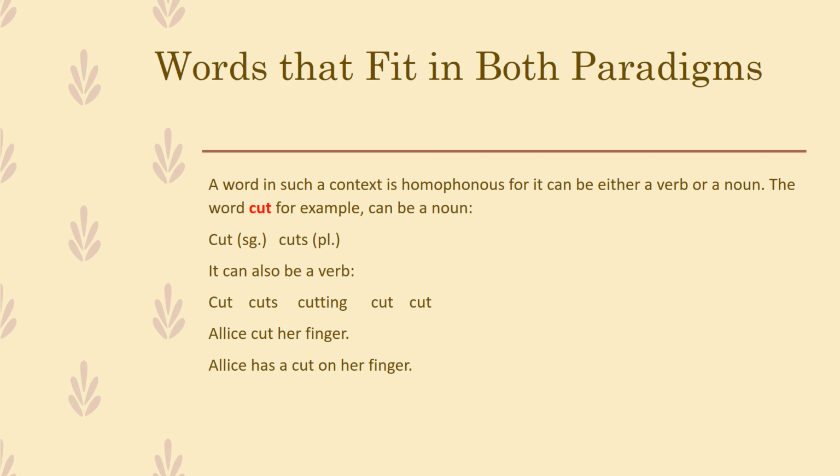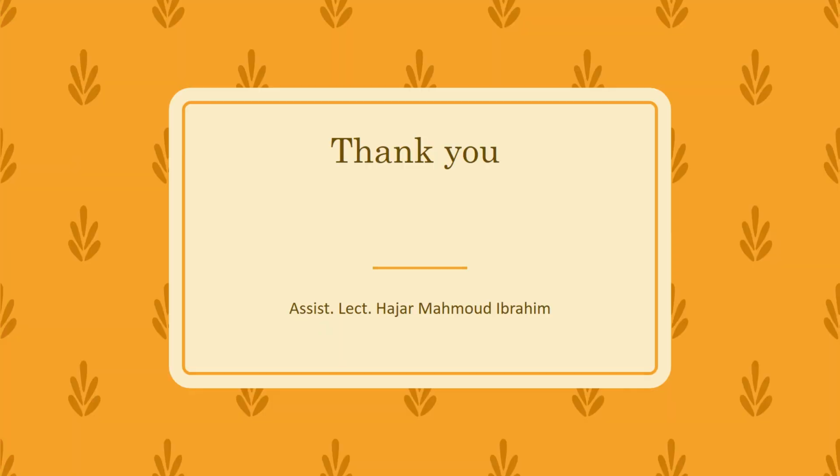Alice has a cut on her finger. Here cut is a noun. How did I know? Cut is first preceded by a, and second it is in the complement slot. It is part of the complement and here it is what? An object. So I hope it is very obvious. Within such words, within homophonous words, we need to consider the context.